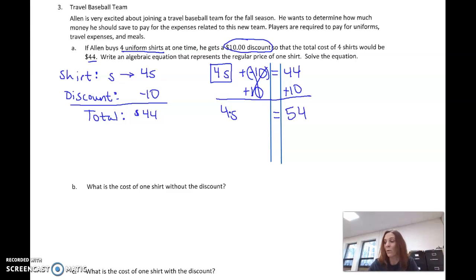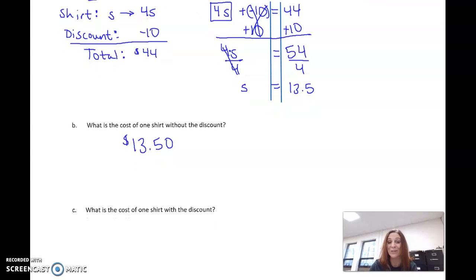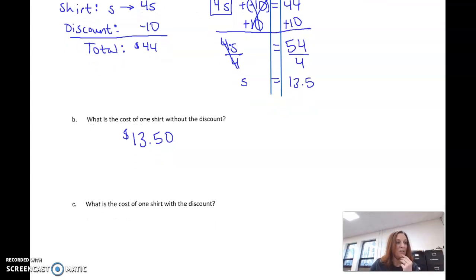All right, now this is 4 times S. So I want to do the inverse, the opposite, and divide by whatever this is, because 4 divided by 4 is 1S. Whatever I do to one side, I do to the other. 54 divided by 4 is 13.5. What is the cost then? That's what we figured out here. The cost is going to be $13.50. That's what this means. Solve it and then be able to use your answer in a real life situation. Know what it means.